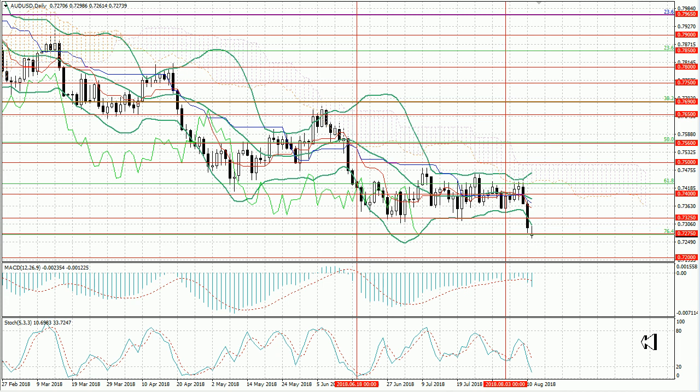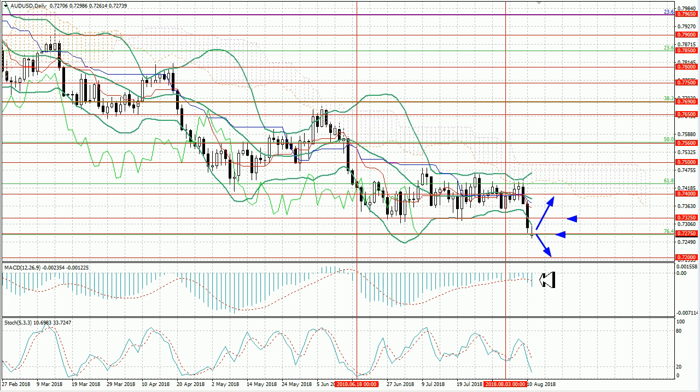The pair of Australian dollar versus the American one dropped to the level of 0.7275 last week. This level coincides with the Fibonacci retracement of 76.4%. The downward movement can reach the level of 0.72. However, a breakout of the level of 0.7325 will be the beginning of an upward correction to the level of 0.74, which coincides with the middle line of the Bollinger Bands. Technical indicators show the continuation of the decline.